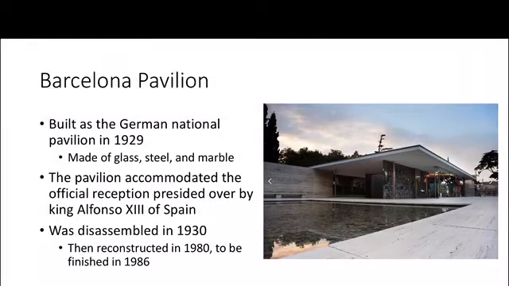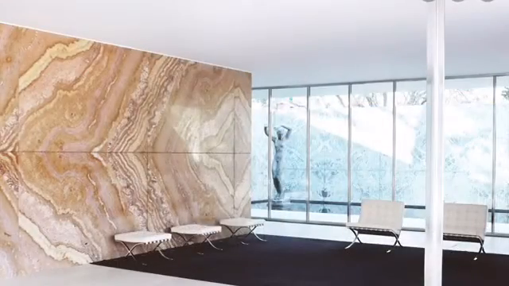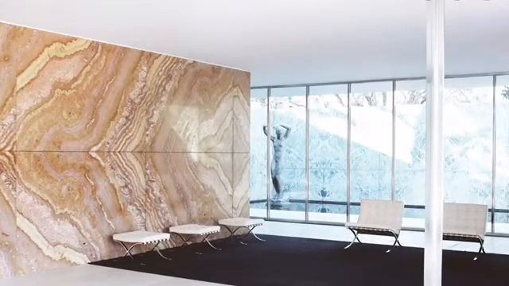So the first piece of architecture that I want to analyze is the Barcelona Pavilion. Now this piece of architecture was built as a German national pavilion in 1929. It is mainly made of glass, steel, and marble. And the pavilion accommodated the official reception presided over by King Alfonso the 13th of Spain. And from the pictures, we can see some elements of modern design, very linear, very straight lines, very clean.